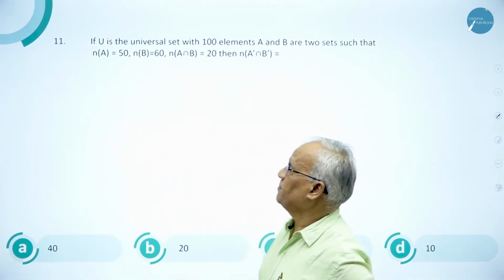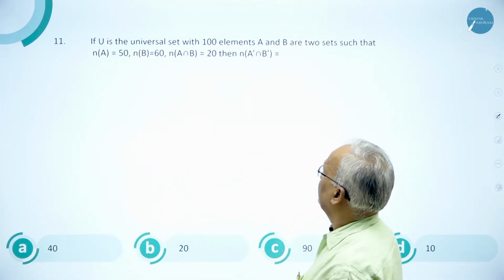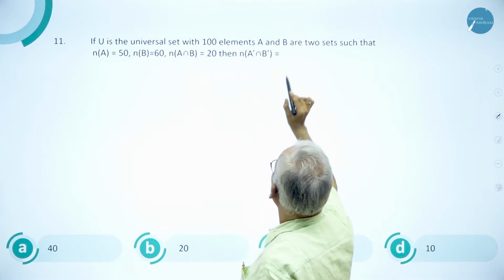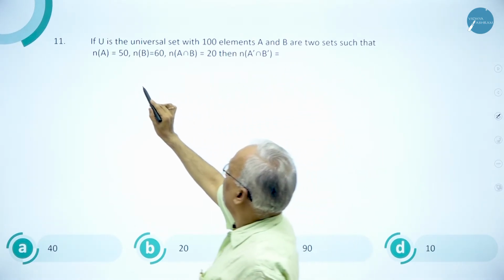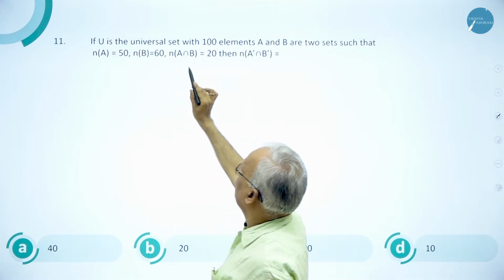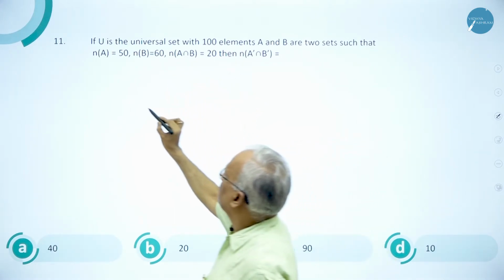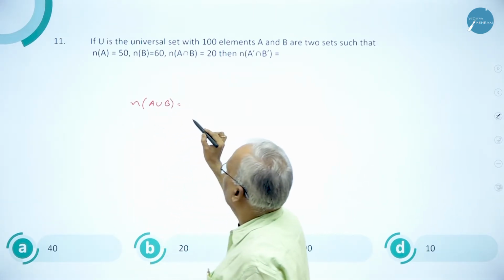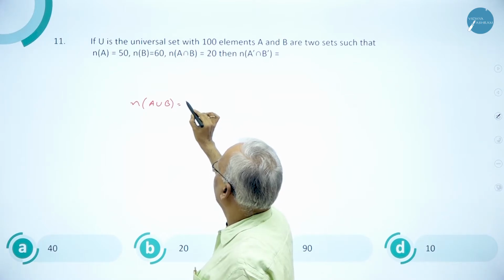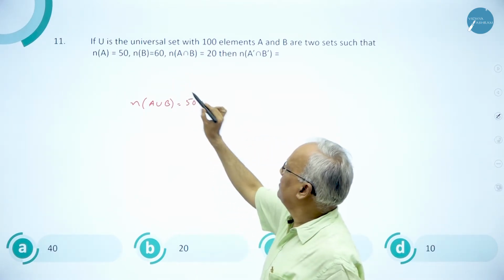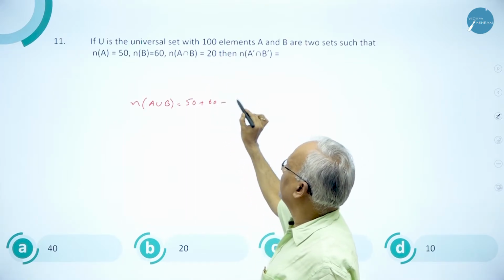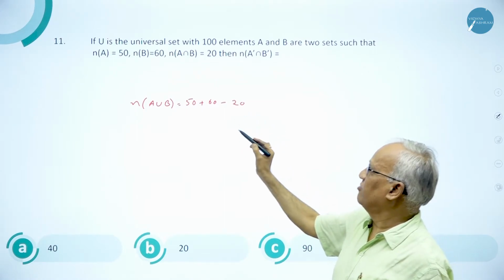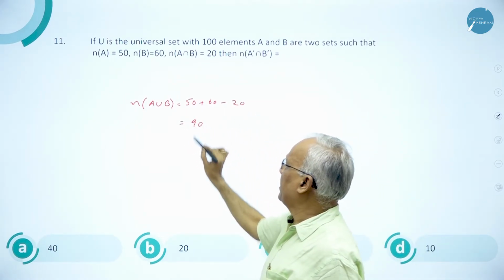Okay. The next question. If U is a universal set with 100 elements, A and B are two sets such that n of A is 50, n of B is 60, n of A intersection B is 20. So tell me now, what is n of A union B? It is n of A, that is 50, plus n of B, that is 60, minus n of A intersection B, that is 20. n of A union B is n of A plus n of B minus n of A intersection B, which is equal to 90.